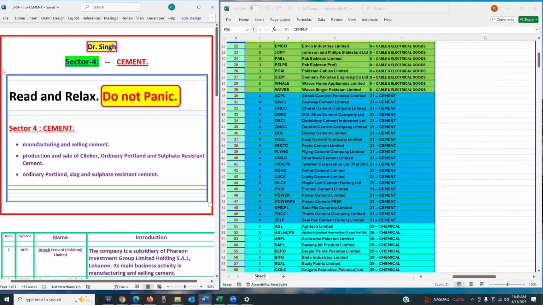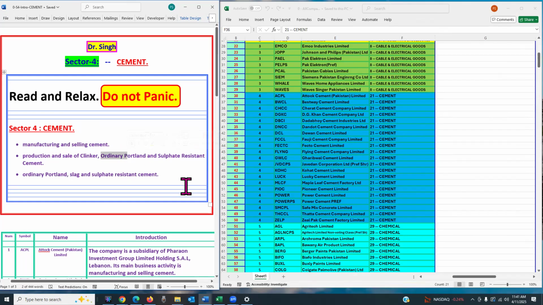So I'll be reading over here. Sector 4 is cement, and there are some companies out of the 24 companies listed on the right-hand side that deal with manufacturing and selling of cement, production and sale of clinker, whatever the clinker means. I don't have to understand everything. Okay, so clinker is a word. That's it. There is something called a clinker. That's fine with me.